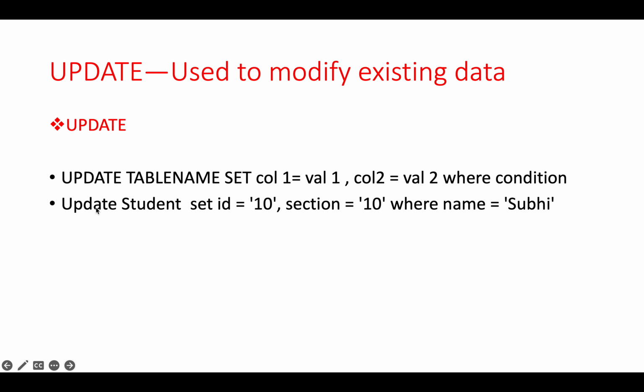Update, the table name is student, set id to 10 and section to 10. These two values we have changed where the name is Shubhi, so these two values will get changed to 10.